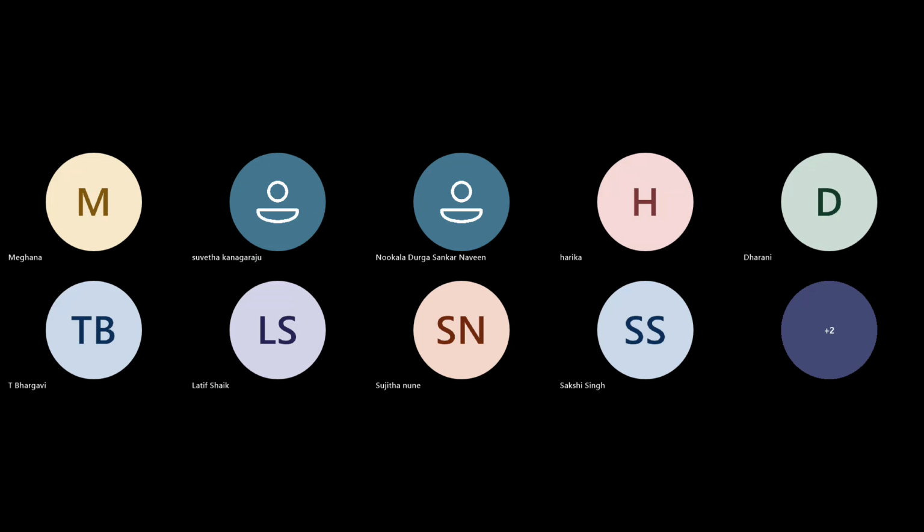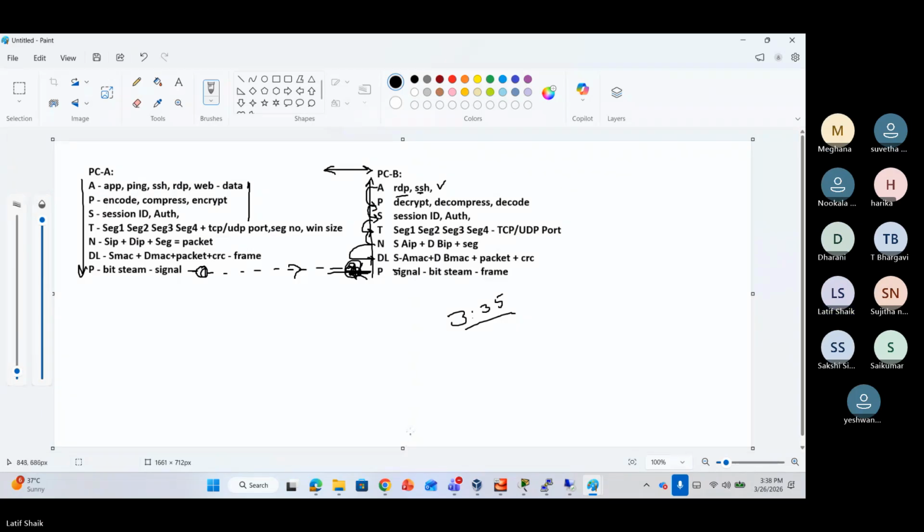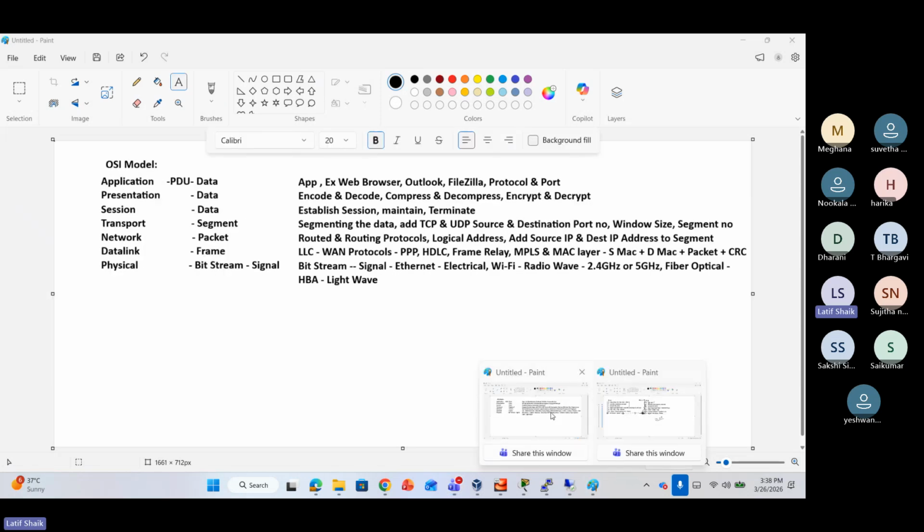Use the OSI model for troubleshooting purposes. So you understand the OSI model, but how does it help us to troubleshoot network-related issues?